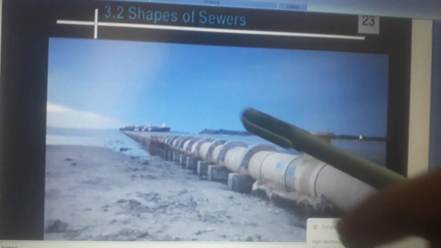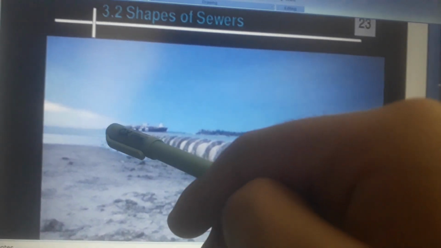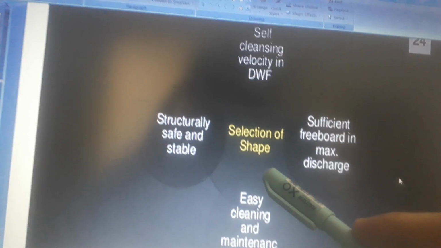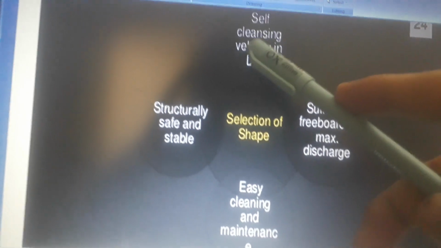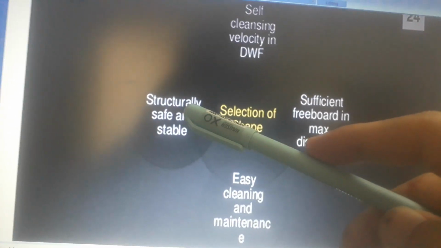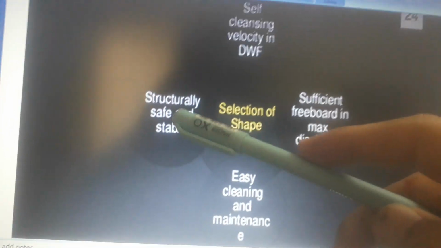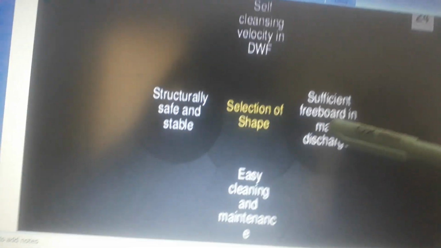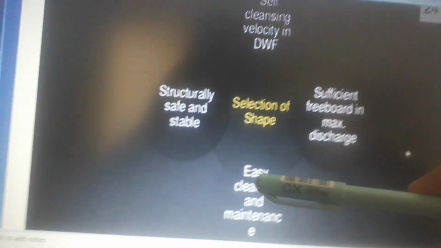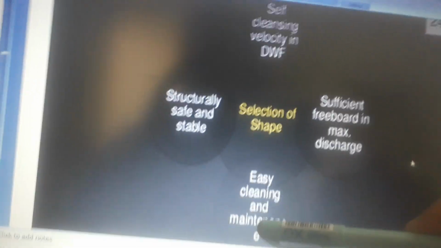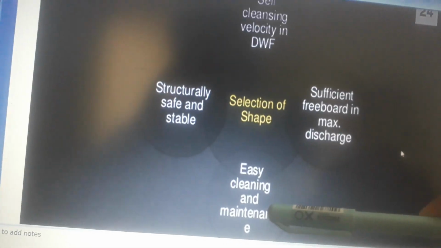These are the shapes of sewers. Selection of shape is based on self-cleansing velocity in DWF, on being structurally safe and stable, on sufficient freeboard at maximum discharge, and on easy cleaning and maintenance.